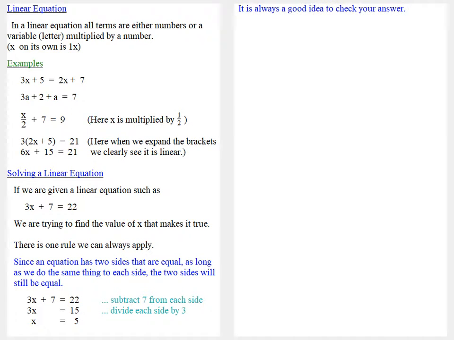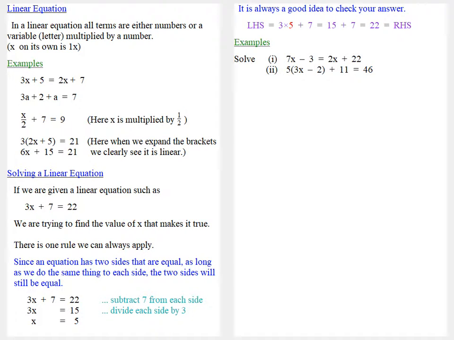Now it's always a good idea to check your solution. So on the left-hand side we've got 3x plus 7, so that's 3 fives plus 7, 15 plus 7 is 22. And the right-hand side is 22, so we have got the correct solution.